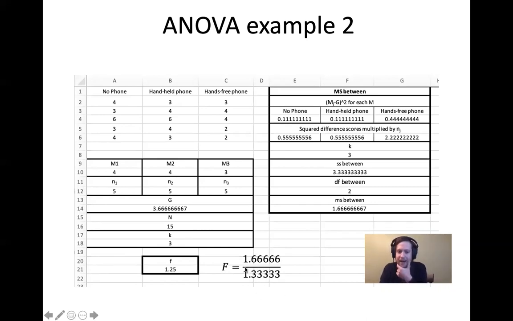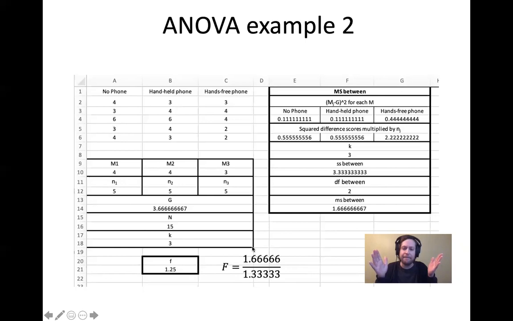Notice the MS within, though, has not changed. The reason the MS within has not changed, remember the MS within, this denominator, this measures the average amount of variability within each condition. In example 2, the amount of variability in each condition is constant. It is the same as it was in example 1. The reason it's the same is because I've added the same number to each of these scores. In this condition, I added 3 to each score. In this condition, I added 2 to each score. What that does is that keeps the variability within each condition the same. And so MS within is the same.